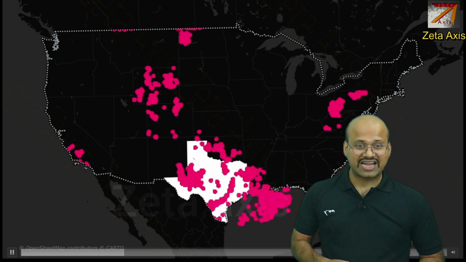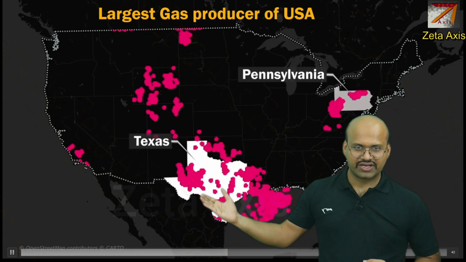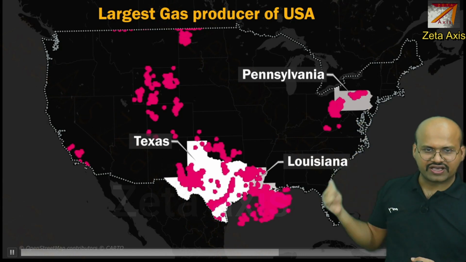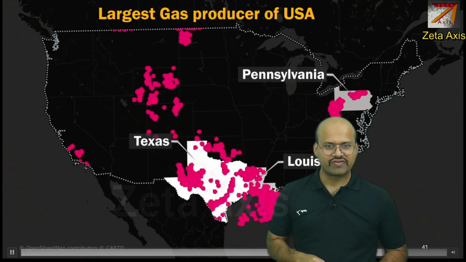Now let's see the largest gas producing states of the USA, where again Texas is number one, then we have Pennsylvania, and then we have Louisiana. So these three are the major gas producers of the United States of America.